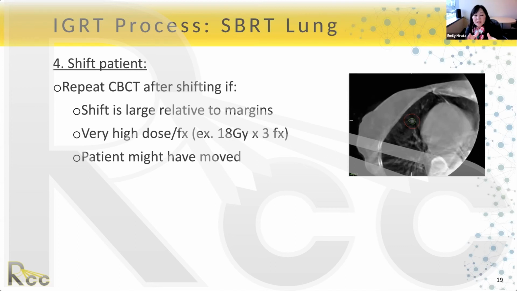And so this is an additional step in the IGRT process for SBRT lung, especially as you're starting out in a program. Once you've gotten comfortable with the process and you have a better understanding of all this, then you can decide, okay, only if I'm shifting more than a certain amount do I want to do a cone beam, and you can develop guidelines that way. But to start, I would repeat cone beam after shifting, especially if you have a new team and this is something new for your practice.